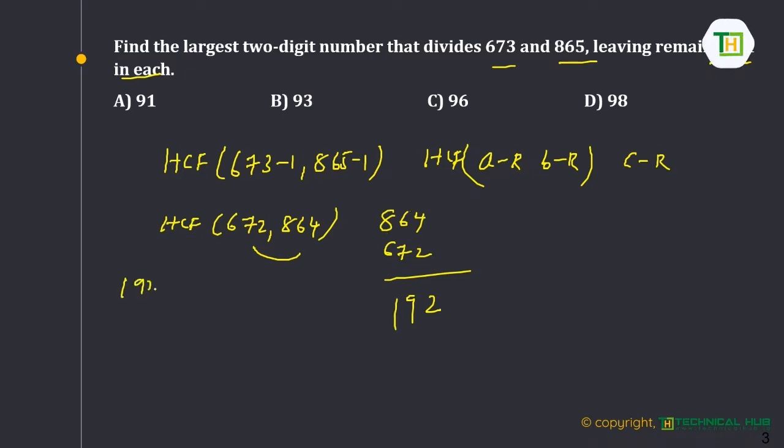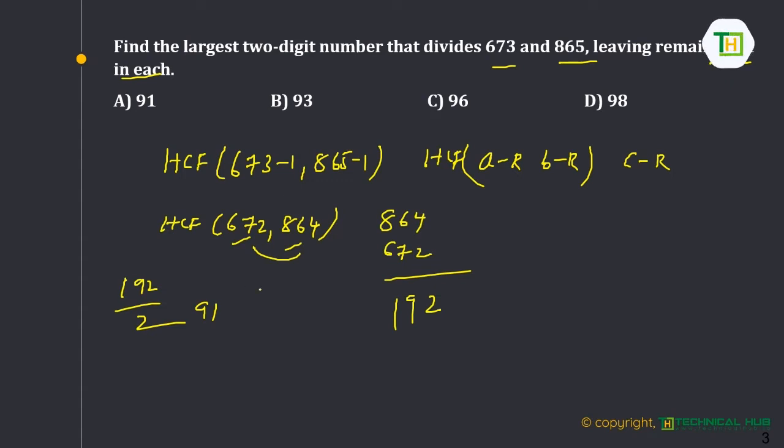If 192 divides these two numbers, then the HCF is 192 only. But if you observe the options, 192 is not there. It means 192 does not divide these two numbers. Then divide this difference by 2. If you divide this difference by 2, then what will you get? So 91, you will get. Check it. If 91 divides these two numbers, then our answer is 91. All the options are close to 91: 93, 96 and 98. So definitely 91 is the answer for this question.